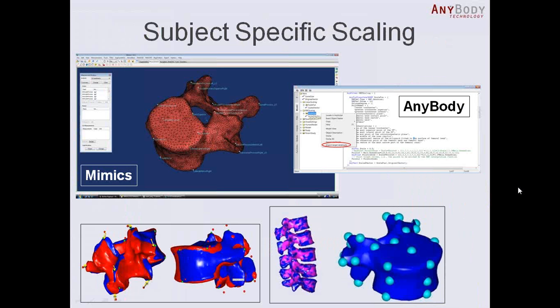In the spine, intervertebral bodies can also be scaled individually based on available geometry. And if you refer to the images at the top part of this slide, you can see that if you use Mimics for segmenting image data, landmarks can be imported directly into the AnyBody software. But regardless of what software you use for segmenting geometry, AnyBody has options to morph the built-in model to your patient-specific data.